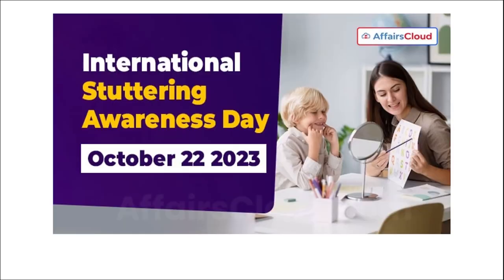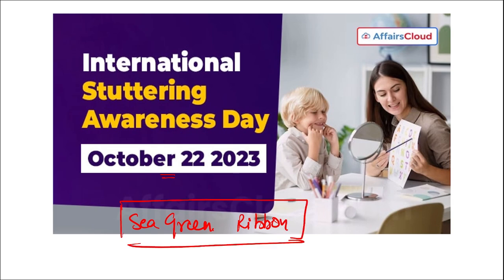Next is International Stuttering Awareness Day. When do we observe this? This day is observed on 22nd of October, and remember there is a symbol for this, that is the sea green ribbon. Sea green ribbon is the official symbol for International Stuttering Awareness Day, and this day is observed on 22nd of October to raise awareness about stuttering, a speech disorder that affects millions of people.